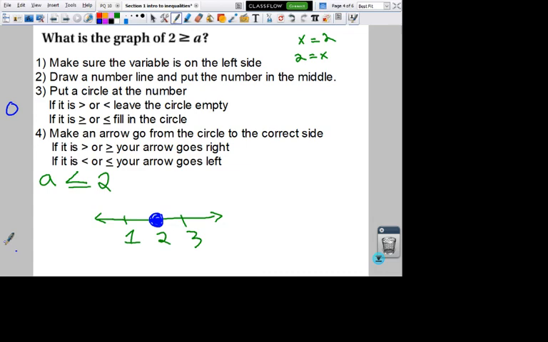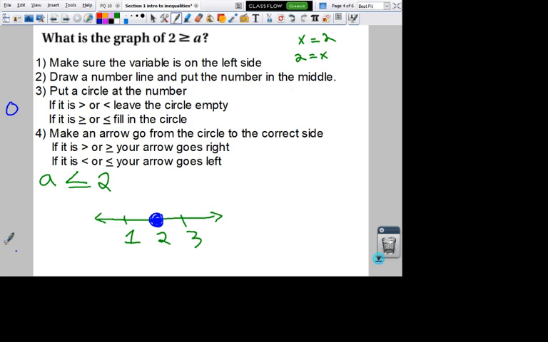Which are just these little number lines. Alright. And then I have one last step. I need to make an arrow to show which side has my answer on it. Because I'm starting here at 2, and either the numbers on the left are going to be my answer, or all the numbers on the right are going to be my answer. So to show that, I'm going to look at my sign in the middle.